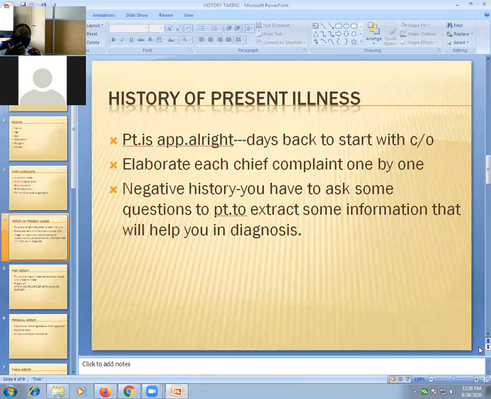Patients think that some information is not significant or not important, but it is significant. Many times patients think that a complaint is not important enough to take to the doctor, but that complaint might be very important. So you have to ask some questions and extract information from the patient, and that will help you with the diagnosis. That is called negative history. So in the history of present illness, the patient was apparently alright some days back, then the description of each and every complaint, followed by negative history. That is about history of present illness.